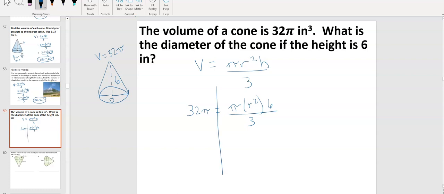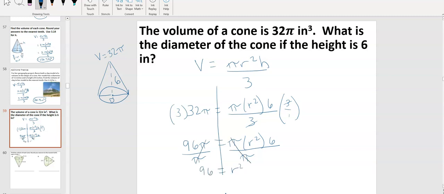So now what I have to do is work backwards. I want to get r all by itself. So the first thing that I have to do is get rid of this bar that's in my way, and I need to times both sides by 3. That's going to cancel this out, and I'm going to be left with pi r squared times 6. And on the left-hand side, I'm going to do 32 times 3. 3 times 3 is 9. 3 times 2 is 6. And the pi just stays there like a variable. All right, now I know I can divide by pi to get rid of that pi symbol like we did with the cylinder. Okay, 96 equals r squared times 6, and there's no dividing.